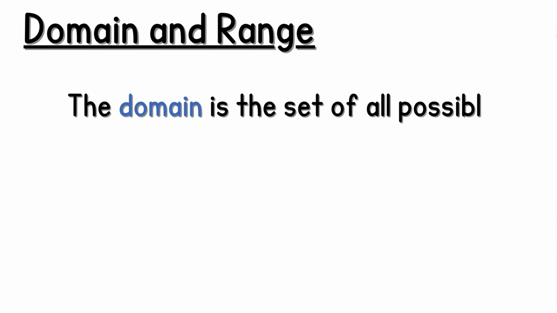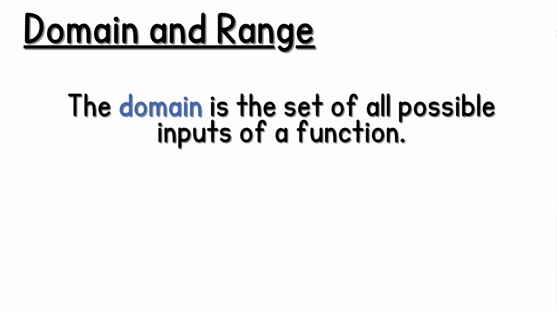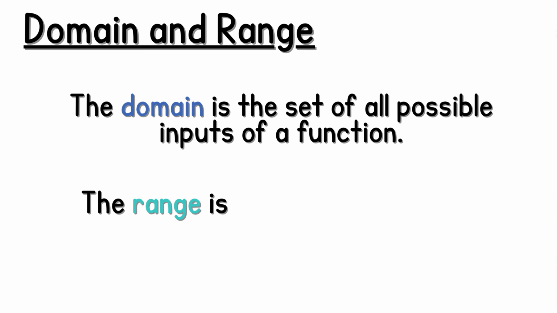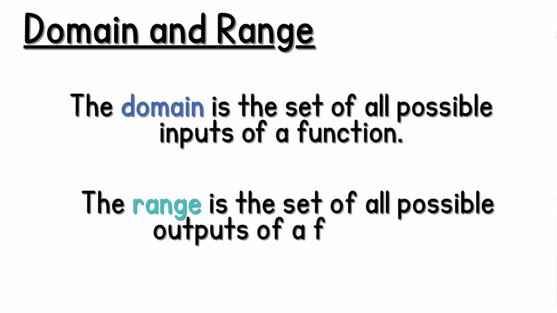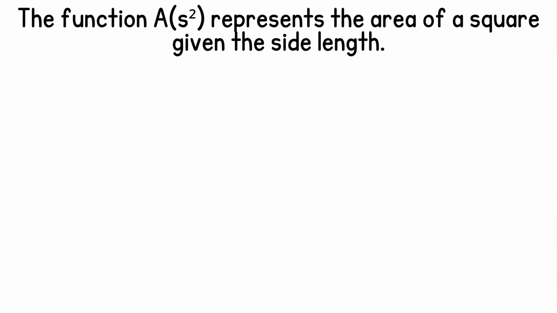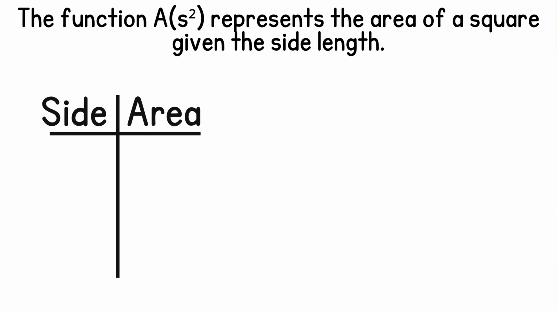The domain is the set of all possible inputs of a function, and the range is the set of all possible outputs of a function. So let's look at some examples to try to determine the domain and range for different functions. The function A of s equals s squared represents the area of a square given the side length. Creating a table for a function can help us find values that make sense for our situation. In this case, we'll make a table where we're given a side, and then we'll find the area by squaring the side length.